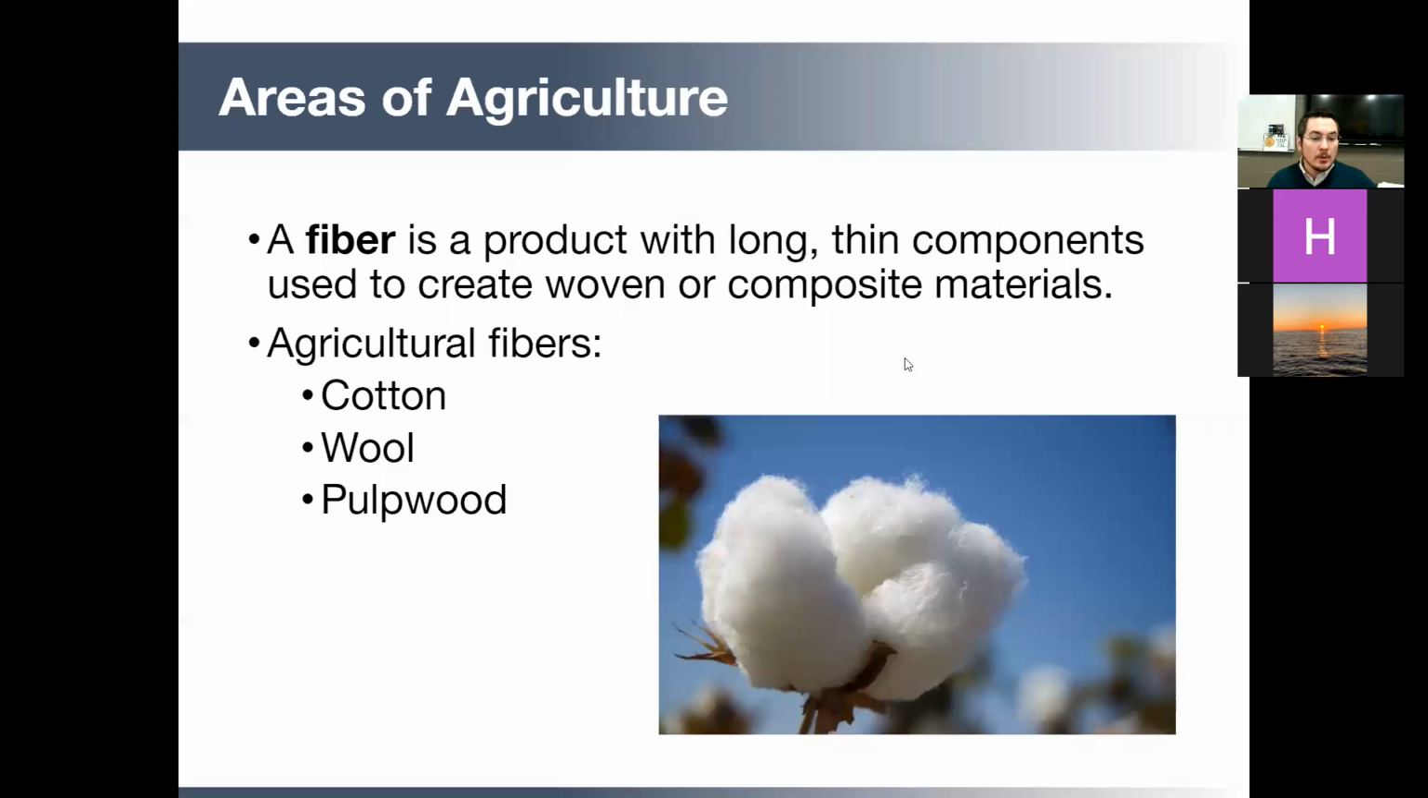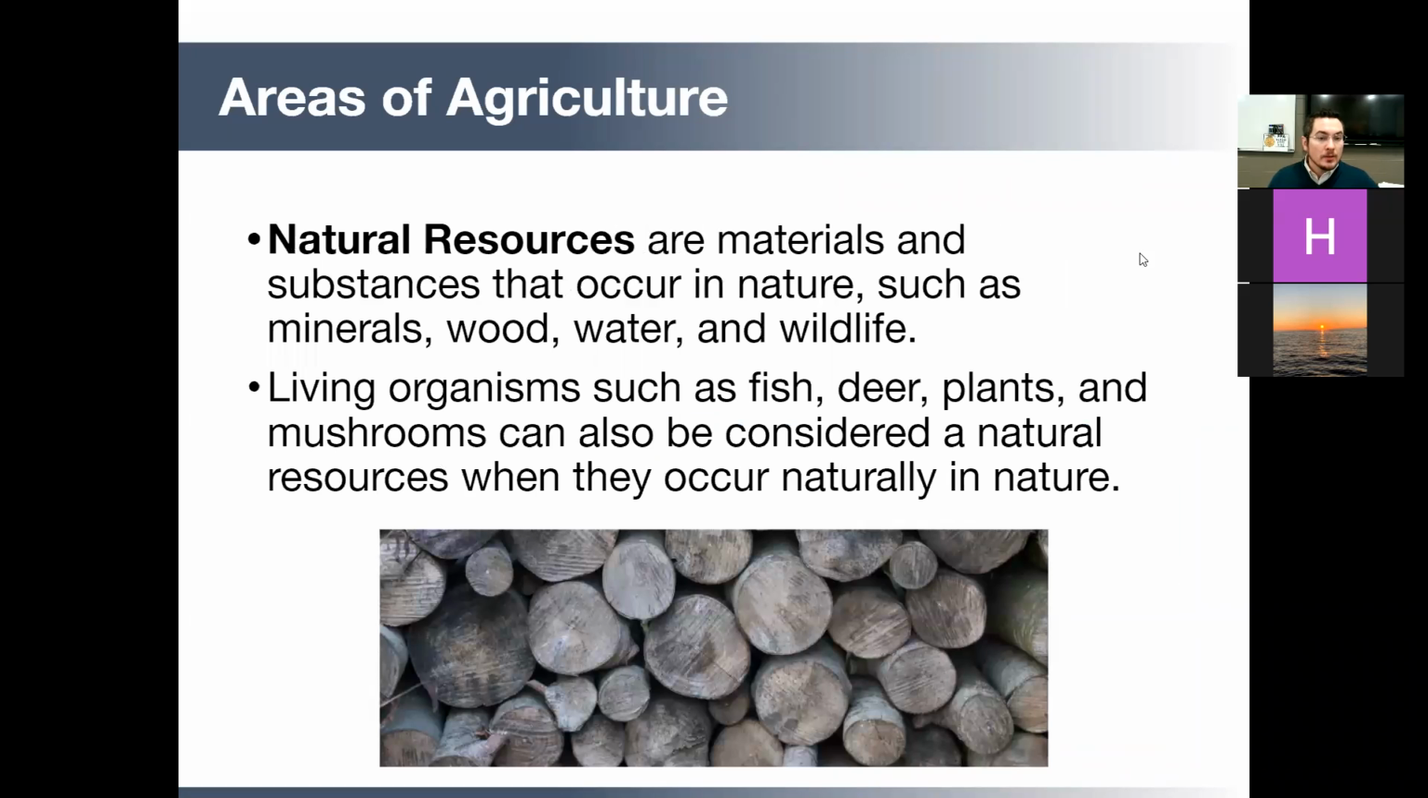How we make those things out of paper versus natural resources, which are materials and substances that occur in nature, such as mineral, wood, water, and wildlife. So when we're thinking of fish, deer, plants, and mushrooms, they can be considered a natural resource when they occur naturally in nature. So there's different ways wherein some of those things are going to cross that line.